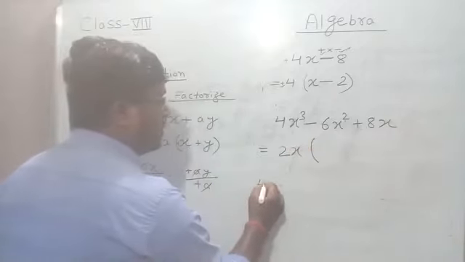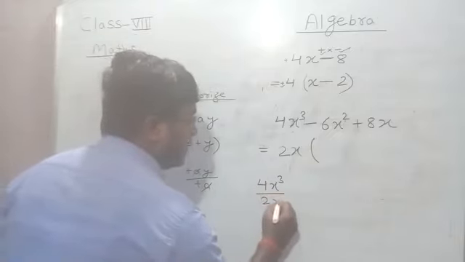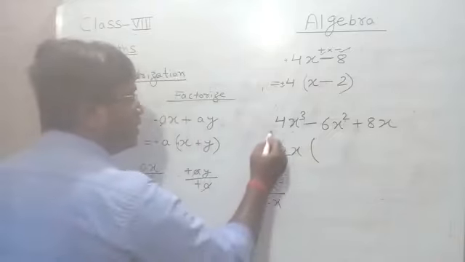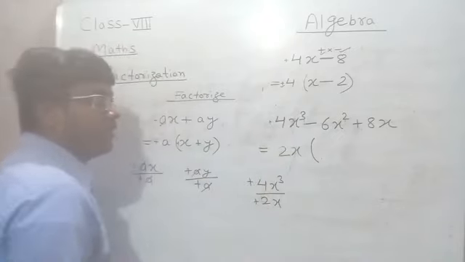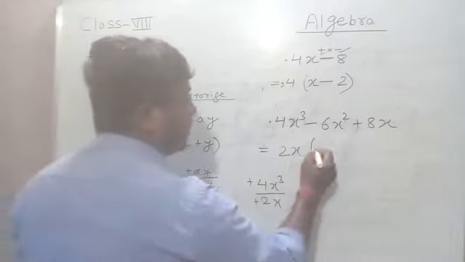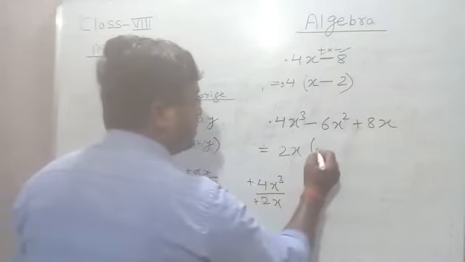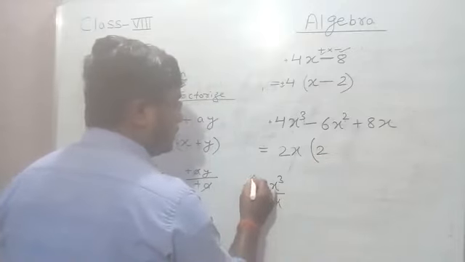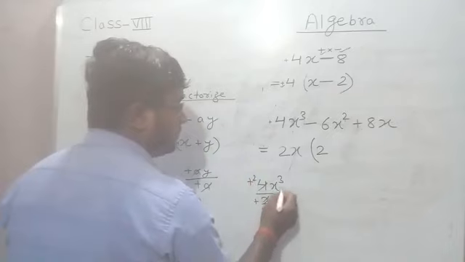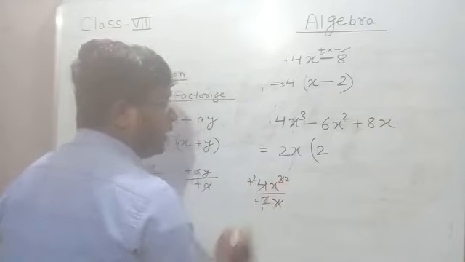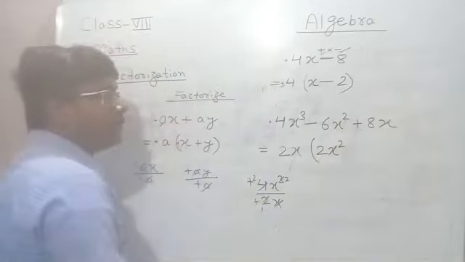So your first term is 4x cube. From 4x cube you have taken 2x as common, so what will be remaining? Plus divided by plus is plus, that is understood. 4 divided by 2 is 2, and x cube divided by x is x square. So 2x square is remaining here.